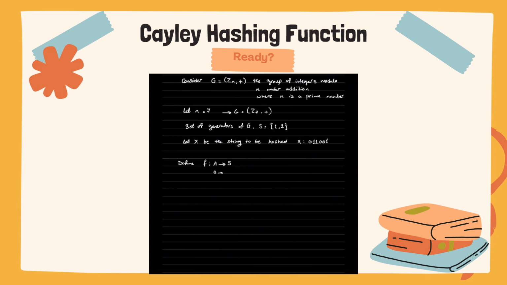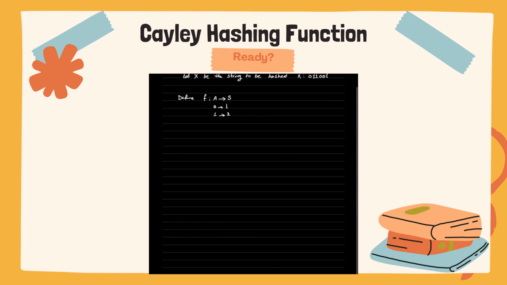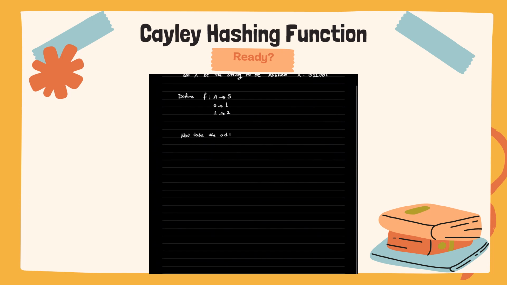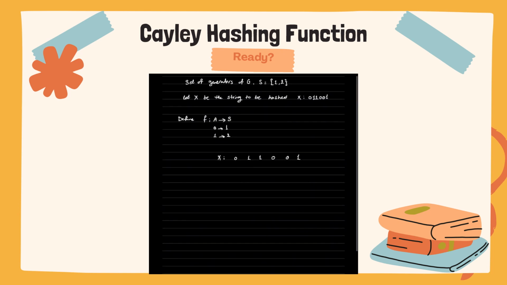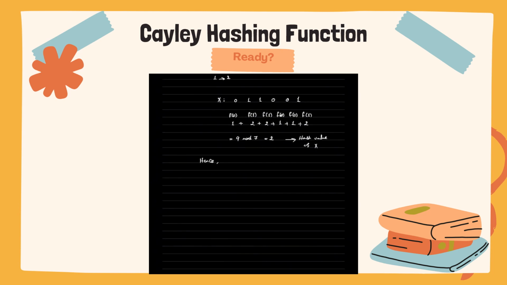This means that now every character in X is mapped to an element from the group G. Now take the images of the characters of X one by one under the function f and add them under the group operation addition. This results in 9, and 9 mod 7 is equal to 2. 2 is now the hash value of X.